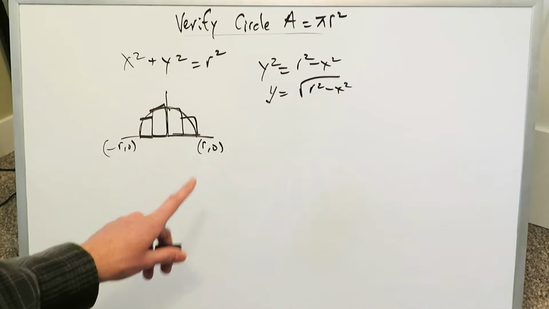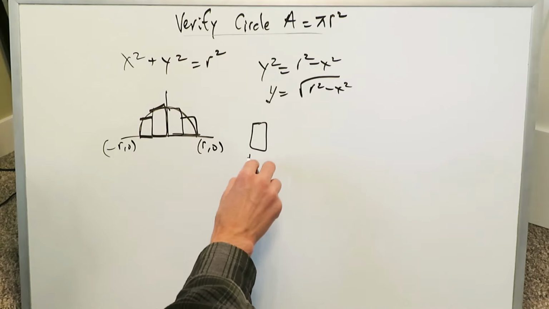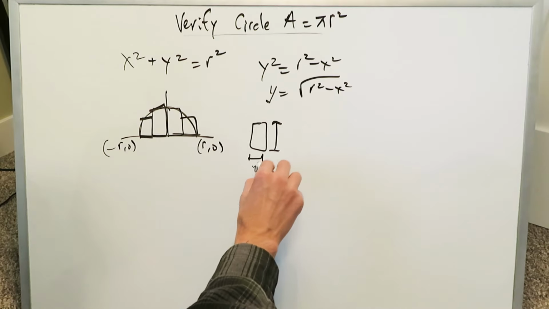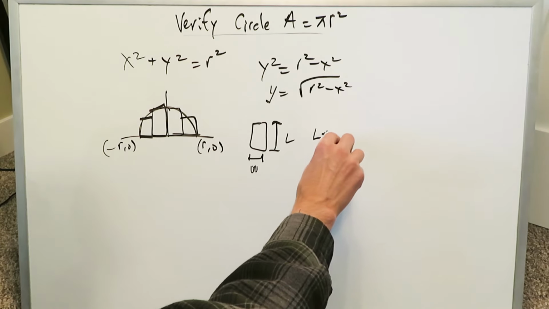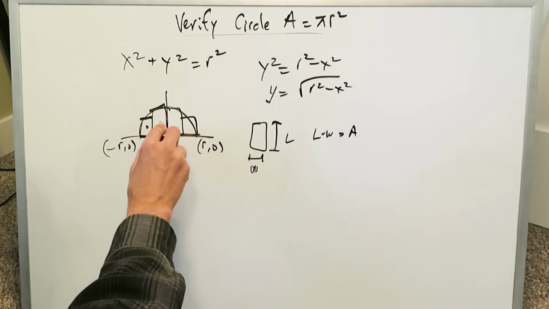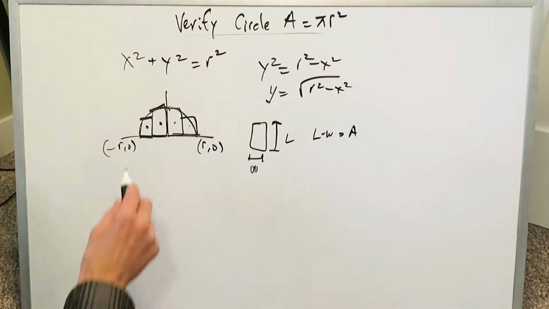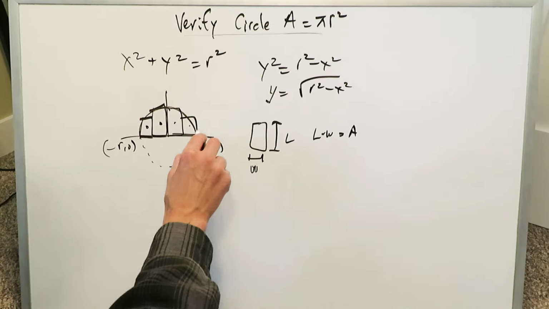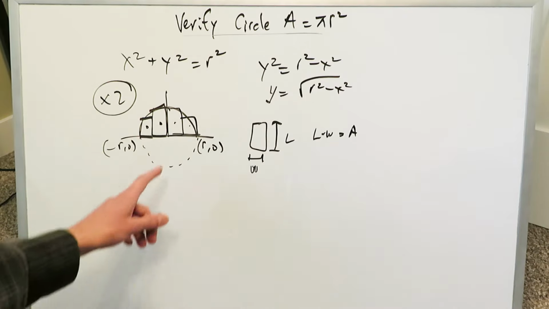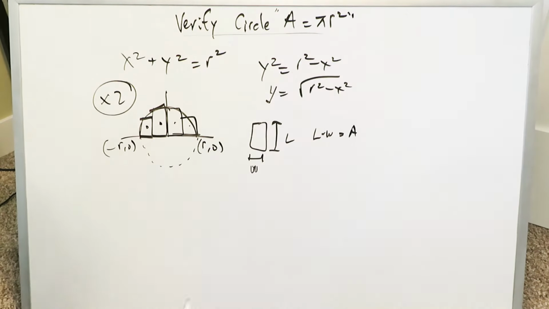You see, I've drawn 4 rectangles. Each of these rectangles, if I pluck out one, has a certain width and a certain length, W and L. L times W gives you the area of this rectangle. If you calculate the area of this rectangle, this, and this, and add them up, you should get the area of half a circle. To get the rest of the circle, you multiply your answer by 2, and you would get the area of the full circle, which is how you would verify pi r squared.